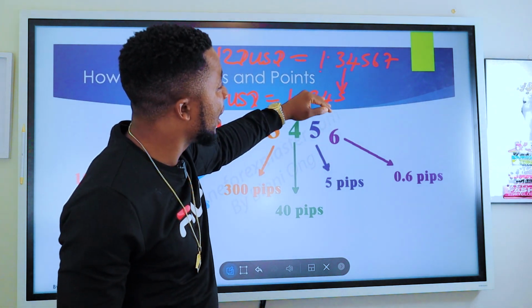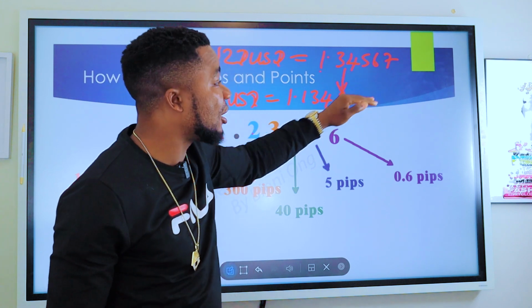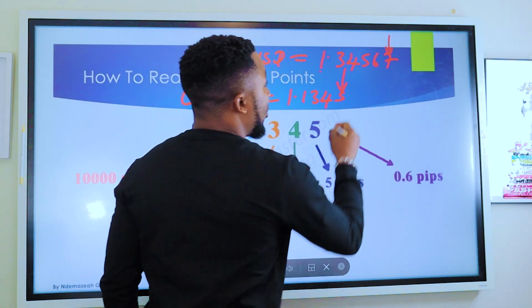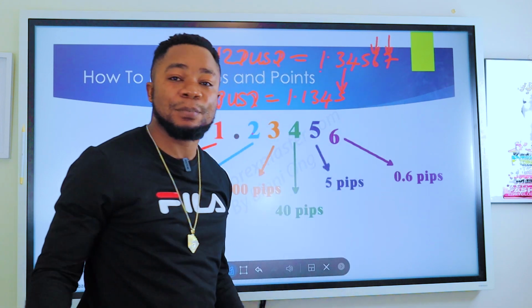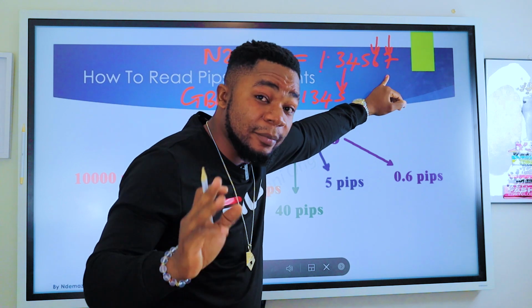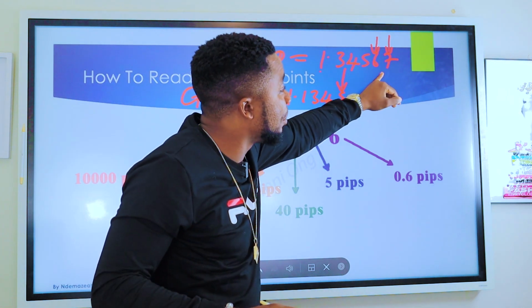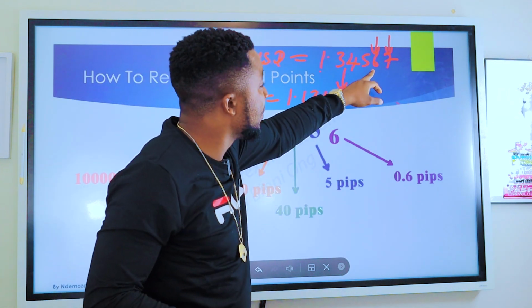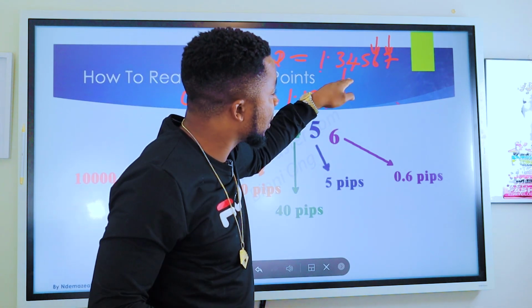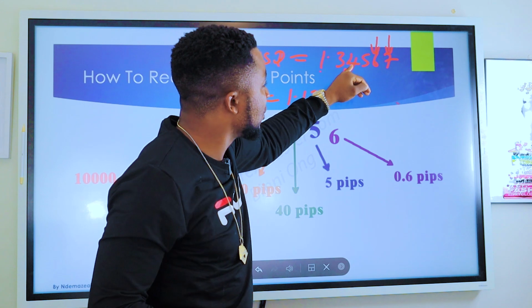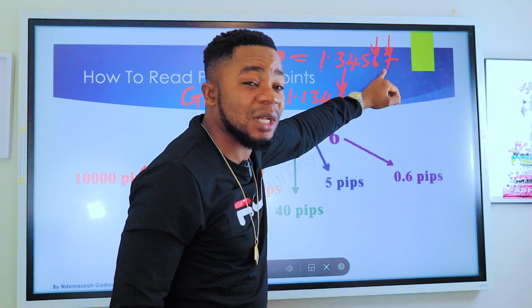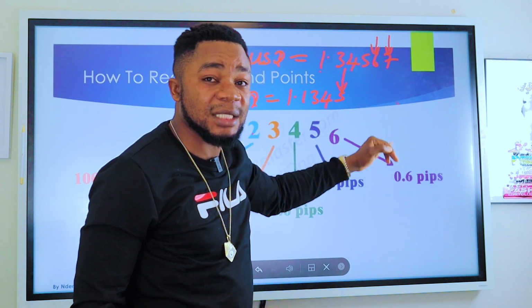So in situations where we have 5 decimal places instead of 4, the last one becomes a point, and the second to the last becomes a pip. As simple as that. We already mentioned earlier that a point is 1/10 of a pip, while a pip is 10 points. So in situations where your currency or any quote has 5 decimal places, 1, 2, 3, 4, 5, the fifth one becomes a point, and the second to the last one becomes a pip. So that's how you measure it.